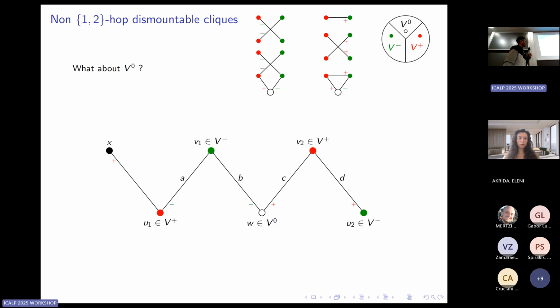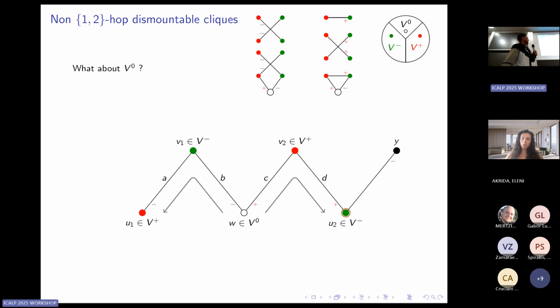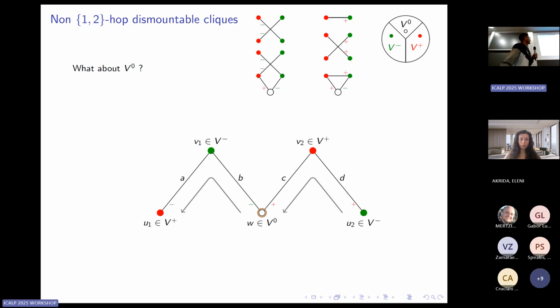Now let's look at the labels of this pattern. If A is less than B, then U1 is two-hop dismountable because it can reach W through its minimum edge, and it receives the maximum edge of someone else. So if we are forbidding two-hop dismountability, this cannot happen. So we have the other direction. And the same can be proved for C and D. And so we must have that D is less than C.